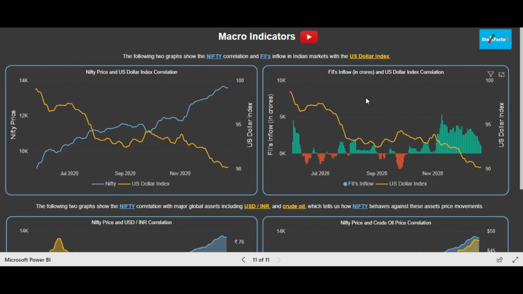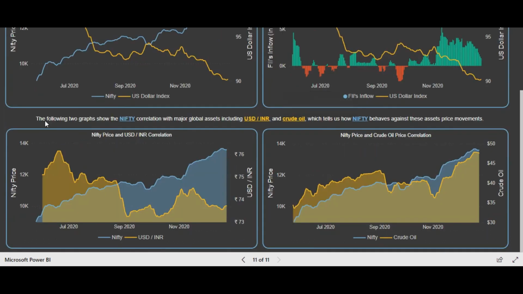Now coming to the bottom two graphs of the page. As you can see, the following two graphs show the Nifty correlation with major global assets, which are the USD INR exchange rate and crude oil. On the left side, we have the graph of Nifty price versus USD INR correlation. Above we saw the Nifty correlation with the US dollar index. Now we are seeing the Nifty correlation with USD INR, that is the exchange rate. Again we find a negative correlation of Nifty with the USD INR.